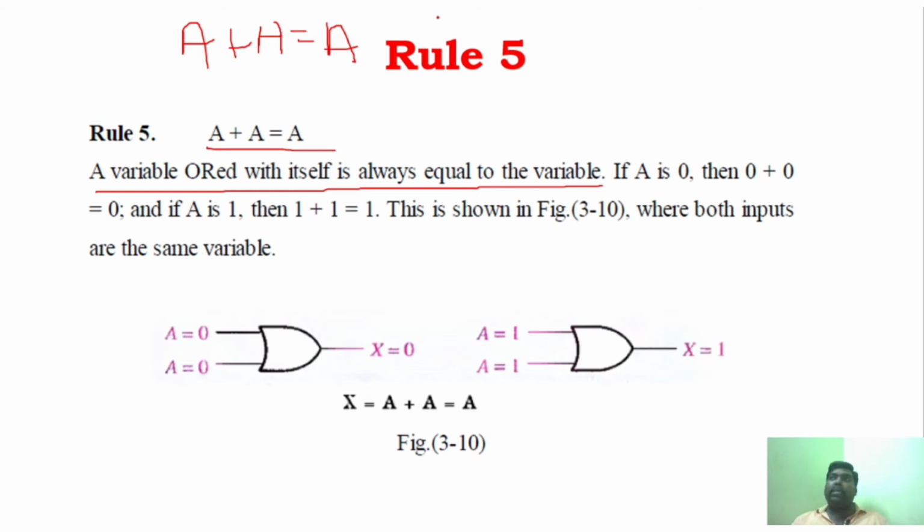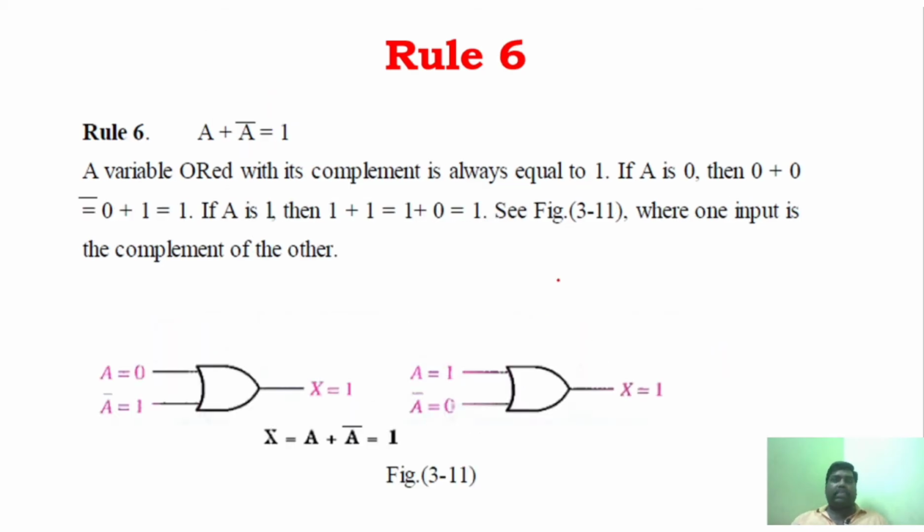How can we prove this, right? You can see one input is a, another input is also a, right? So if both the inputs are the same, our output is the same, we say, right? That is, if a is equal to 0 and a is equal to 0, right, then the output will be 0. Similarly, if a is equal to 1 and a is equal to 1, you will get 1, correct? That is rule number 5, right?